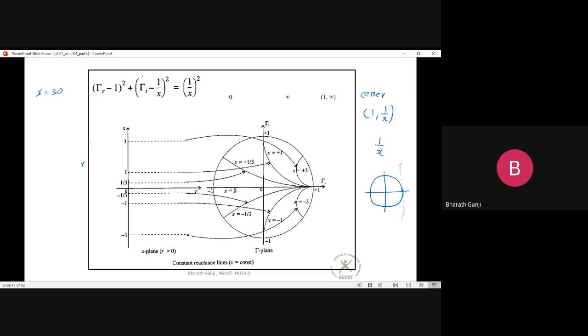The centers of all circles of this equation basically lie on this line. So this is your complex tau plane. This is your real part and this is your imaginary part. And I can see that the center is (1, 1/x).